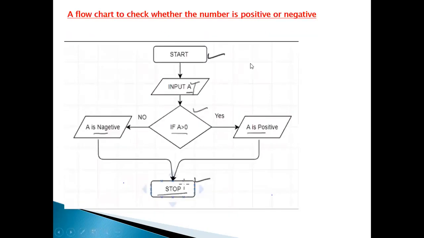Okay, this is a flowchart. Now see how to make a flowchart. Last time you have seen how to draw a flowchart. This is start. Now this is an oval shape. Remember, for taking input you have to make a parallelogram. This is a parallelogram.